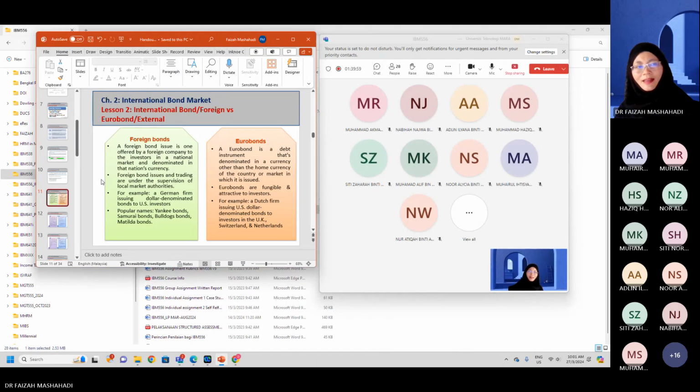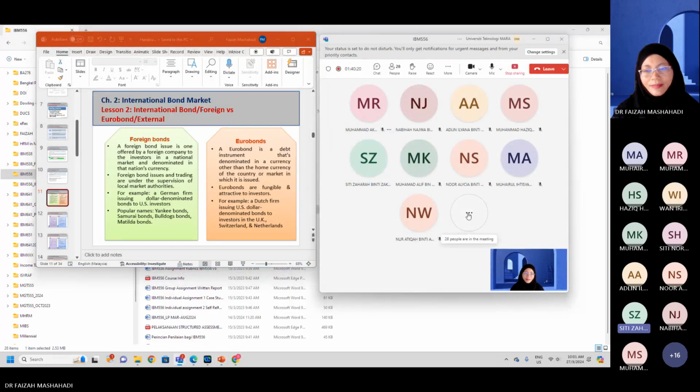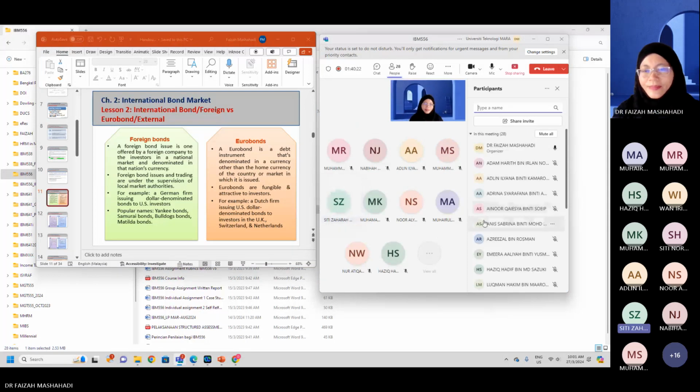Siti? Ya, Madam. Okay, one example of bulldog bonds. Just an illustration. Bulldog bonds traded in UK. Okay, tak cukup tu.